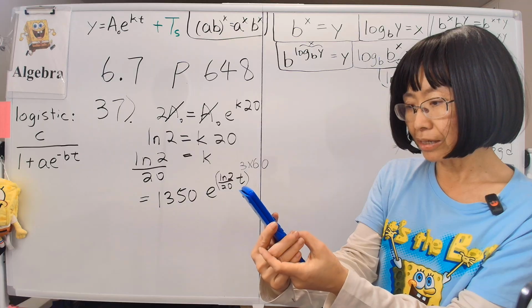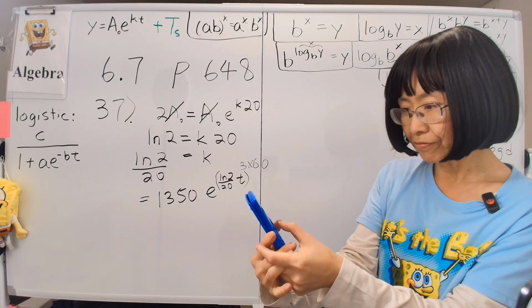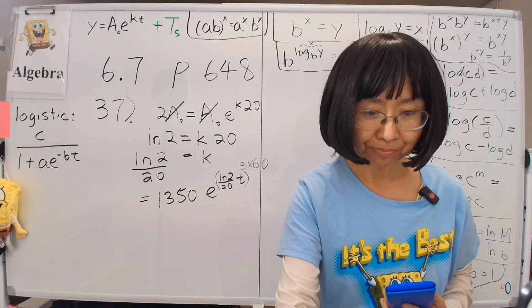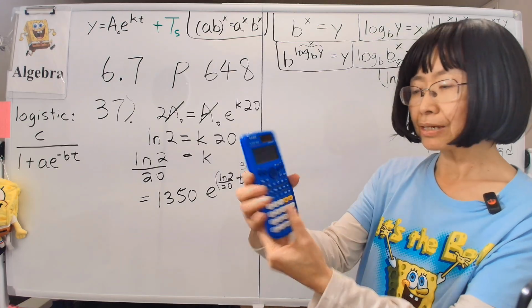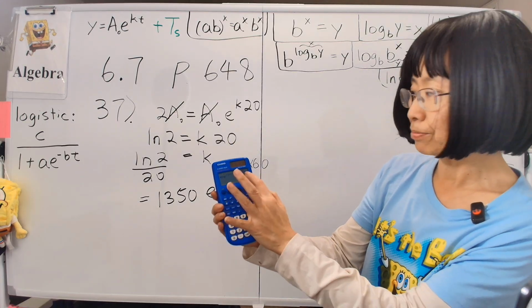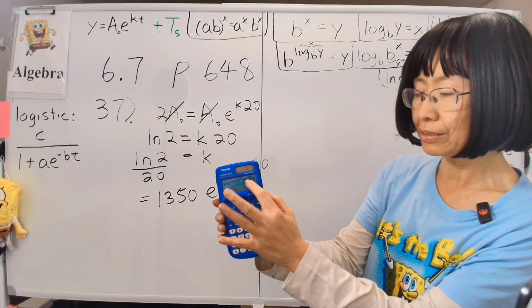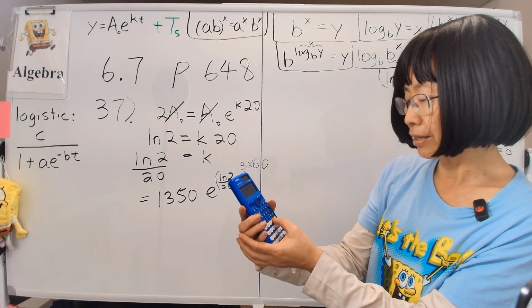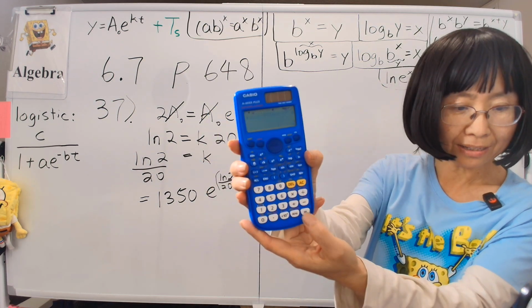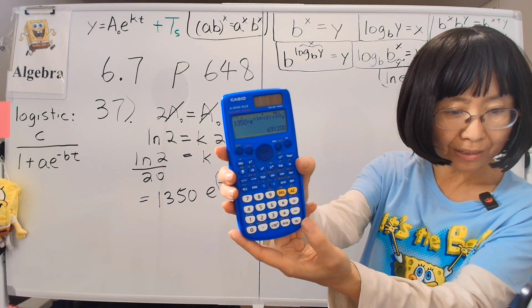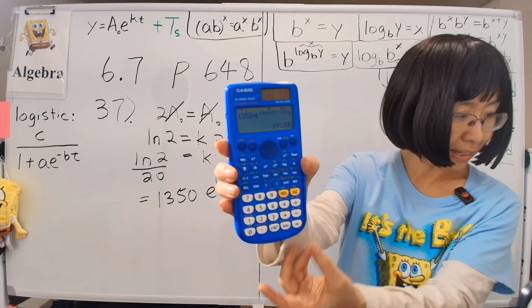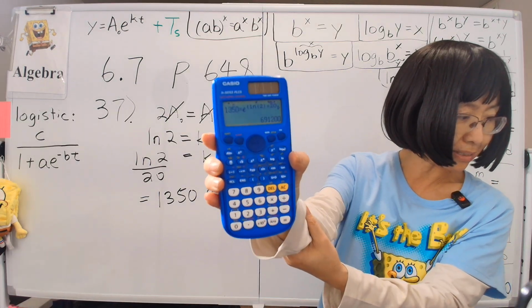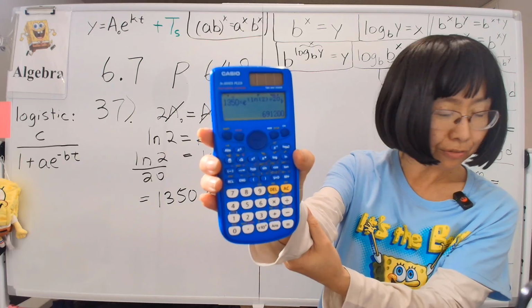Oh no, I got an error. Let me figure out where I messed up. I think I have one too many parentheses right here. After 20 I have a close parentheses, and I'm not supposed to do that. I got rid of it. Let's try again. Yep, now we got the answer, and that is exactly the answer at the back of the book, 691,200.